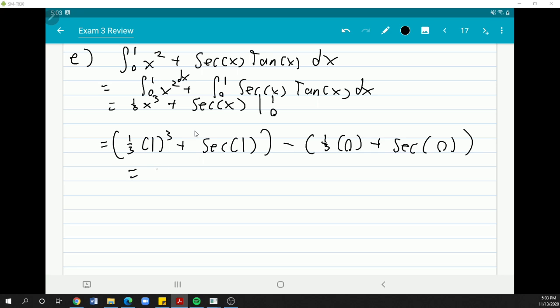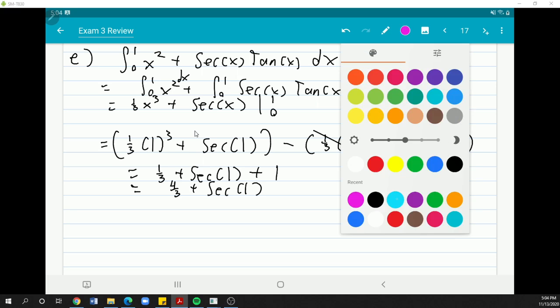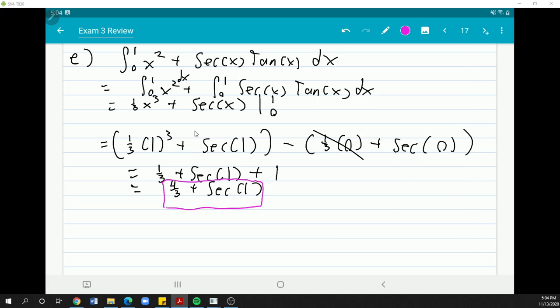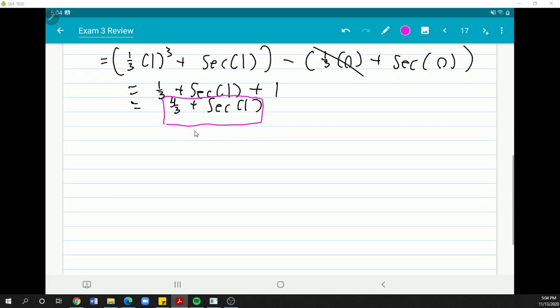Doing just a little bit more that we can. This is 1/3. Secant of 1 is 1 over cosine 1. But that's not a nice number on the unit circle. So we just have to leave it like secant 1. Plus secant 1. 1/3 times 0 is 0. Secant of 0 is also 1. So I get 4/3 plus secant of 1. And that's the best that I can say because I can't find an exact value for secant of 1. If I were using a calculator, I would estimate this to 2 decimal places.